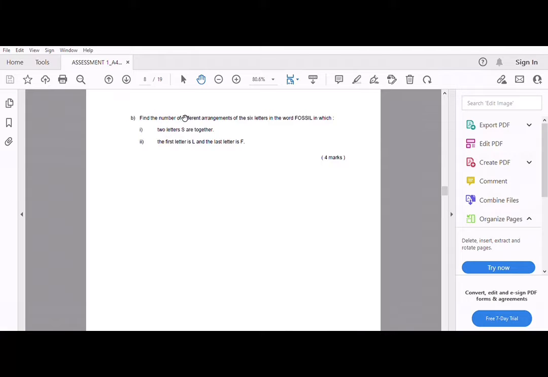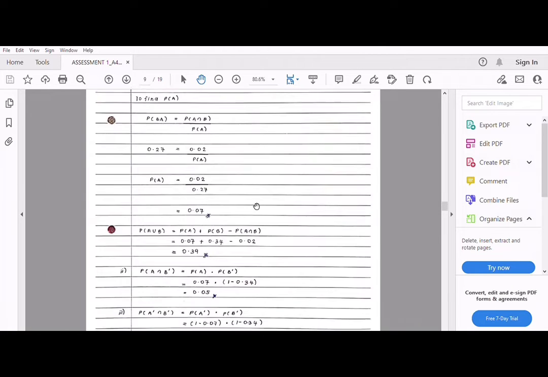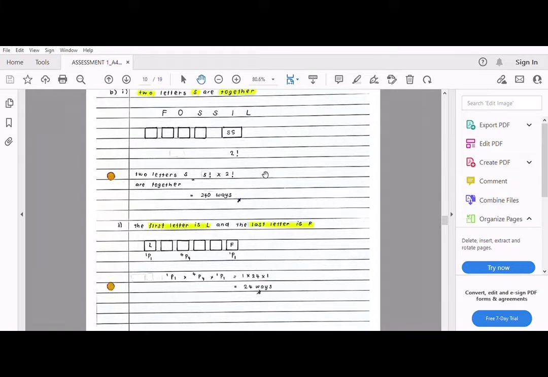Okay, next, find the number of different arrangements of the 6 letters in the word FOSSIL in which the 2 letters S are together. So, you have to imagine like this. And to get the answer, you have to do 5 factorial multiplied by 2 factorial. Because 5, you have 5 places to be here. And 2 factorial because the 2 S alphabets are sitting together. When you calculate, you will get 240 ways.